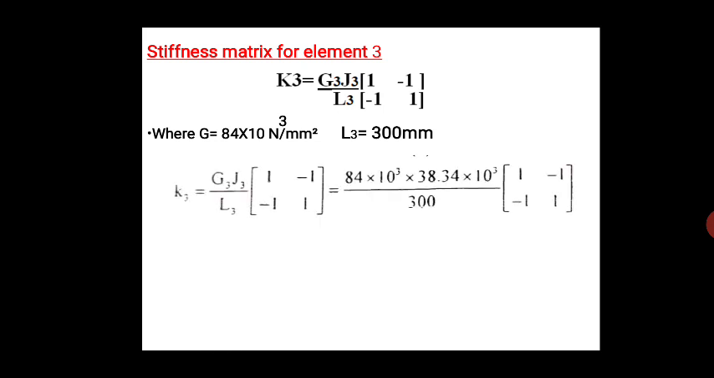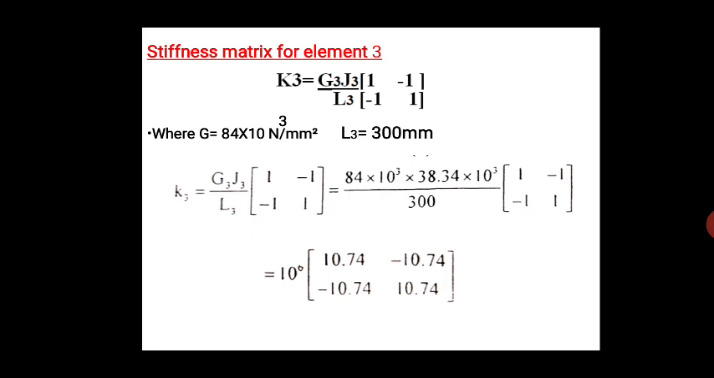Substituting these values in the above equation, we have K3 is equal to 84 into 10 raised to 3 into 38.3 into 10 raised to 3 divided by 300 into [1, -1; -1, 1]. On solving, the element stiffness matrix K3 is equal to 10 raised to 6 into [10.74, -10.74; -10.74, 10.74]. So we have found the element stiffness matrix for the three elements.